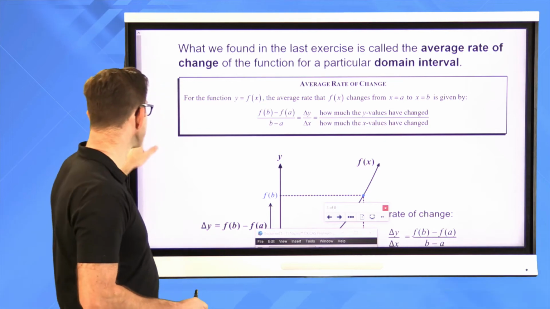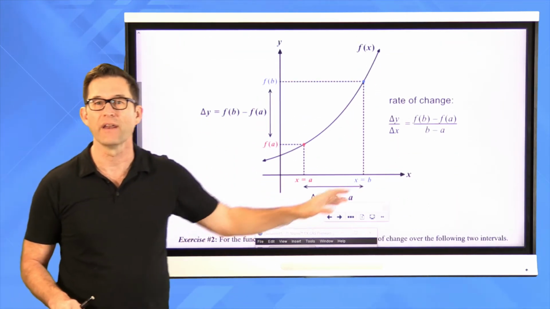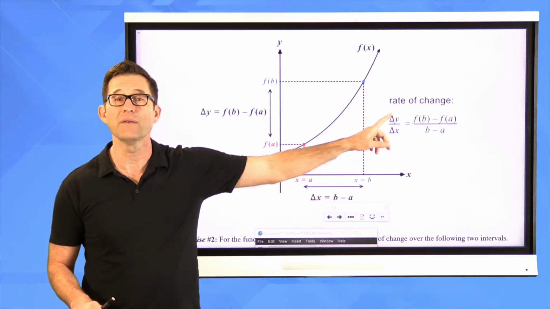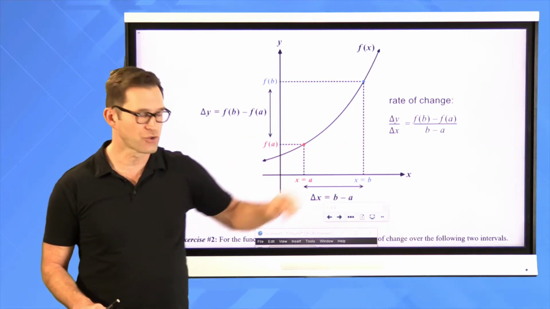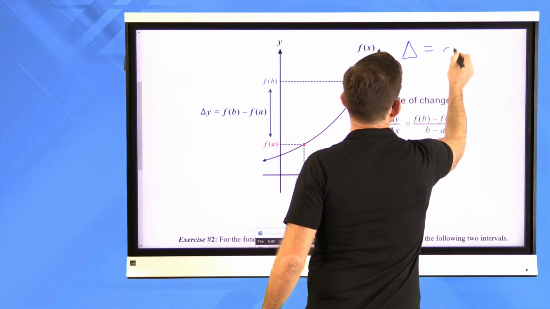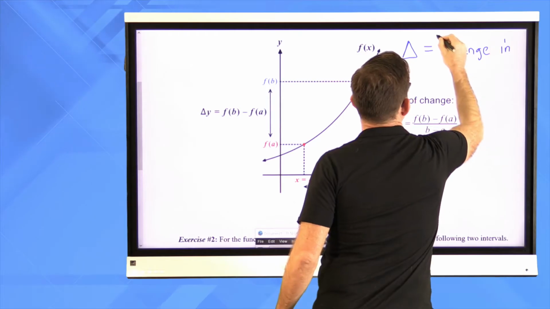Now graphically, this is kind of cool. Let me just make sure you understand this from a graphical perspective. So here's that average rate of change. Those little triangle symbols, which you may have seen back in middle school when you were doing slope calculations, you'll see these a lot in math. These literally stand for the words "change in."